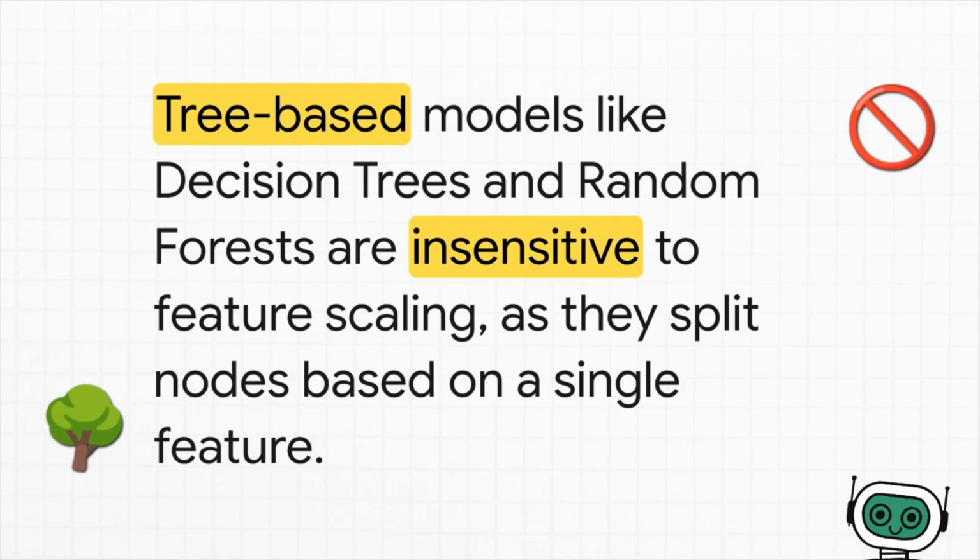But here's an important exception, a little pro tip for you. If you're working with tree-based models, so think decision trees, random forests, gradient boosting, you often don't need to do any of this. Because of the way they work, by making splits on one feature at a time, they just aren't sensitive to the scale of the features. So you can save yourself a step.